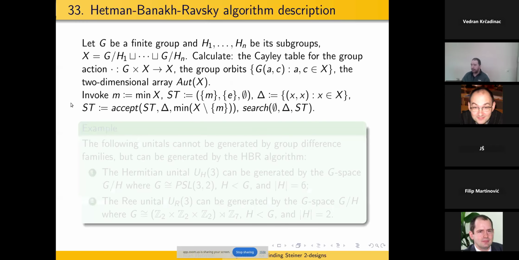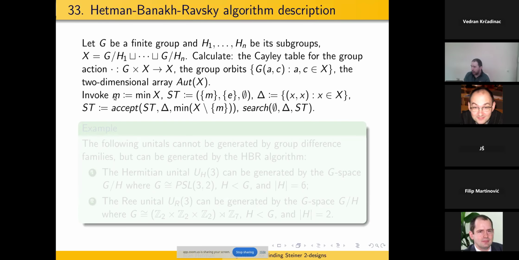Okay, and let's glue it together. Gluing it together is again very simple. Let G be a finite group, and H1 through H8 be its subgroups. They form a G-space X. Then we calculate, because we need to pre-calculate it in order to have fast calculations later, the Cayley table for the group action, the group orbits on pairs, and the two-dimensional array of automorphisms of X.